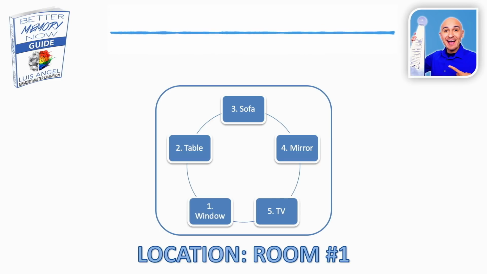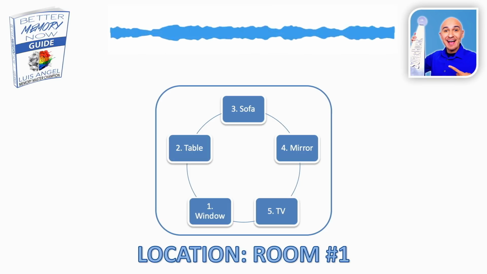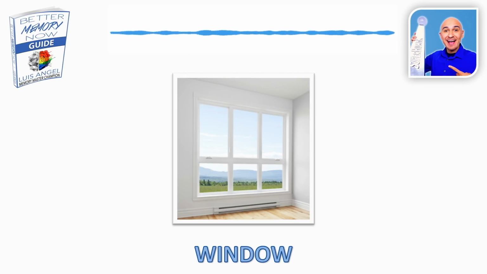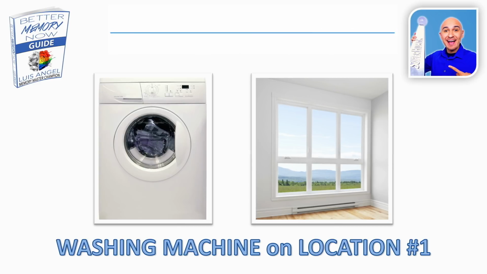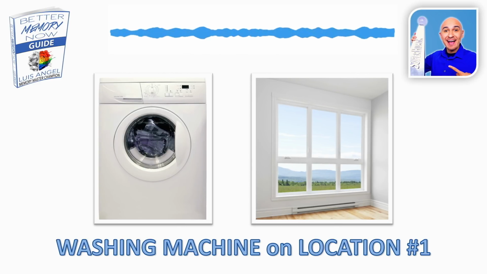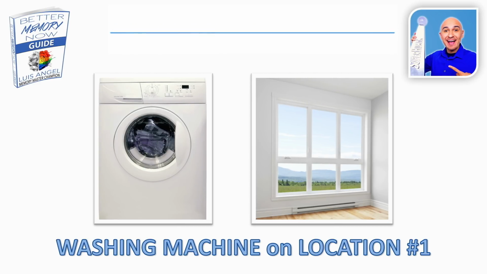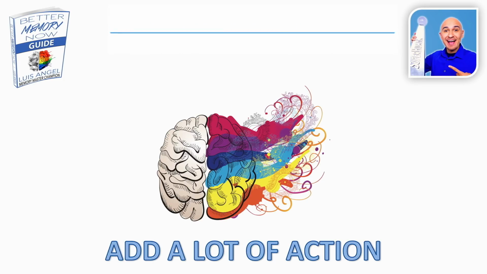So now what you want to do is go to your first room in your house memory palace. In my case, I'm going to enter the living room and choose that first location. For me, it's a window. Then what you want to do is link that image of washing machine on that first location. So for my example of a washing machine and a window, I wouldn't just place it in front of the window. I wouldn't just put it there in a static manner, meaning nothing's happening. I just see the washing machine and the window. I wouldn't do that. I want to add a lot of action to it.